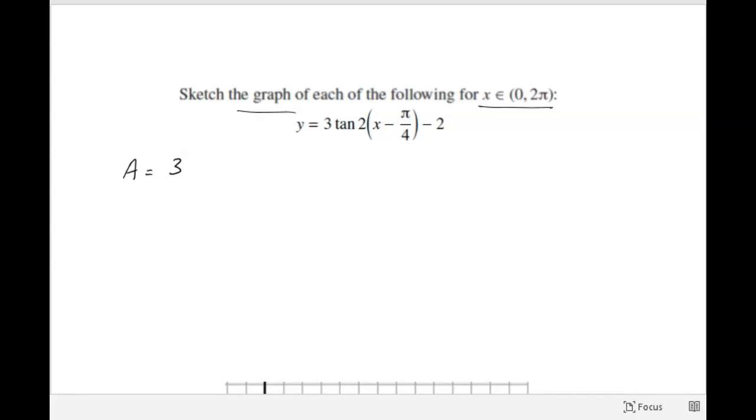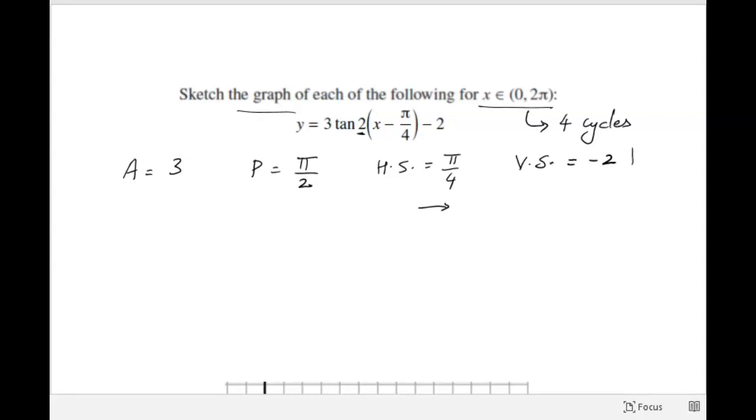Now the value for n is equal to 2, which means the period of this particular tan function is going to be equal to pi divided by 2, which automatically gets me to the domain that we're sketching in. I can see I can fit 4 cycles of this tangent function. We've got a horizontal shift or a phase shift of a positive pi on 4 units, so we're going to move to the right by pi on 4 units. We also have a vertical shift of minus 2, which means we're going to move down by 2 units.